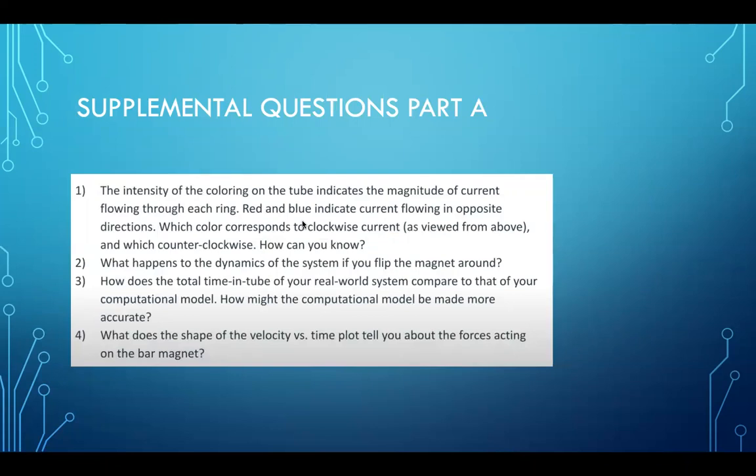How does the total time in tube of your real-world system compare to that of your computational model? How might the computational model be made more accurate? The computational model took a little longer, and this is most likely due to other factors such as air resistance and friction. What does the shape of the velocity versus time plot tell you about the forces acting on the bar magnet? There are two forces acting on the bar magnet, magnetic force and gravitational force.